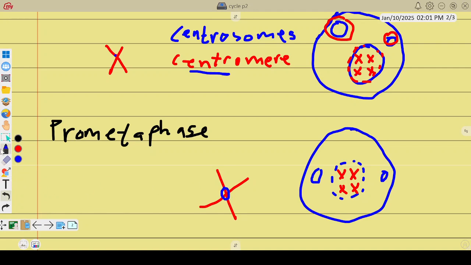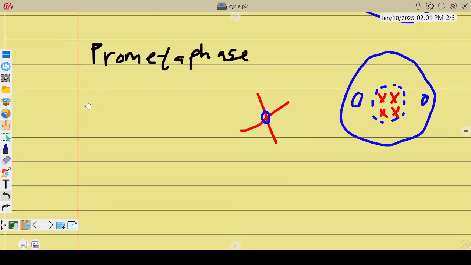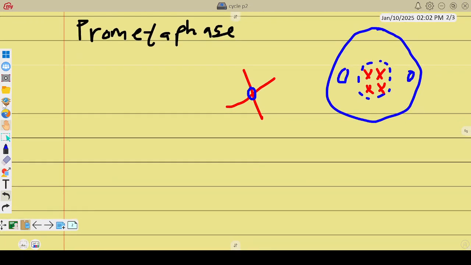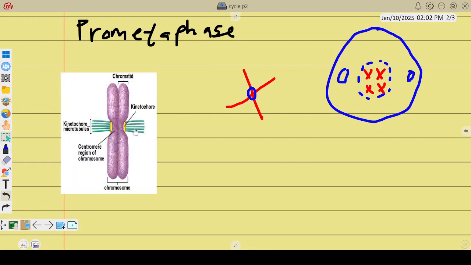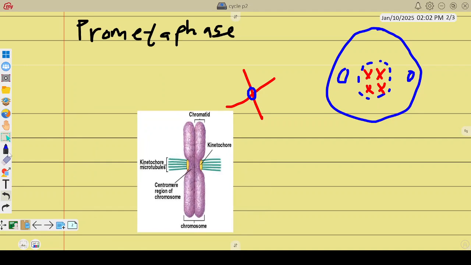Let me quickly show you that picture of the kinetochores. So the kinetochores will appear now. This is at prometaphase. The kinetochores, these which are in yellow, will appear. We have kinetochores there and there, even here. They will appear on both sides of the chromosomes. So that happens at prometaphase.